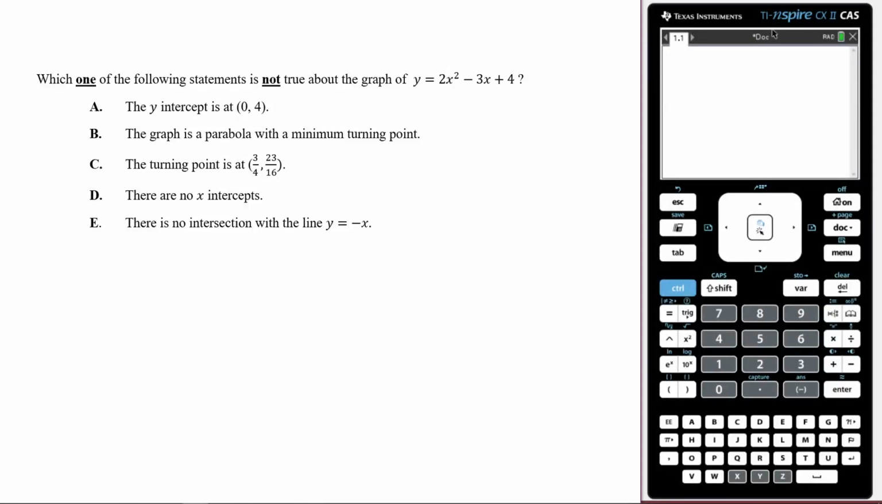Welcome, we're going to answer this question before us. It says, which one of the following statements is not true about this graph right here? These questions always do my head in because you need to remember that we want the statement that is not true. So when it says the y-intercept of the graph is (0, 4), that is true.